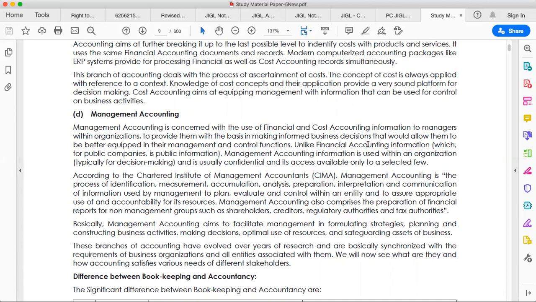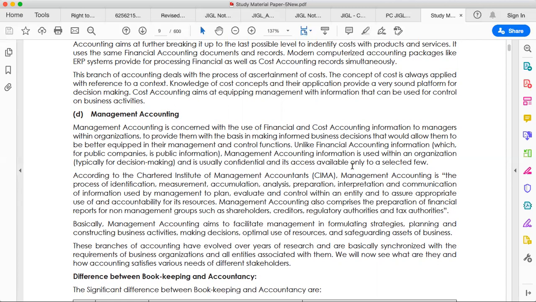What they're saying is, unlike financial accounting information, management accounting information is used within an organization. Financial accounting information is available to everybody, the public at large. It will be shared with the management, your shareholders, creditors, bankers, financiers, government, everybody. But cost accounting and management accounting won't be shared with anybody. It is only for internal purposes. It won't be shared because it is classified. It is secret information. It's usually confidential and its access is available only to selected members.